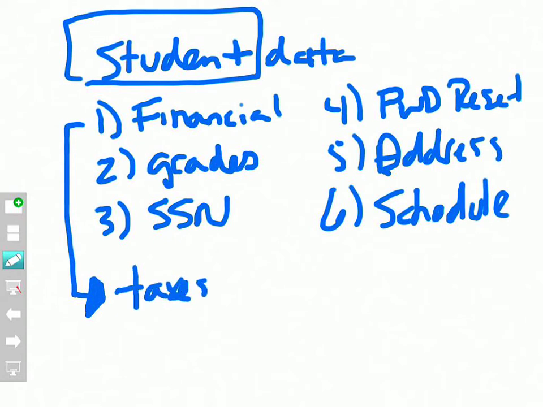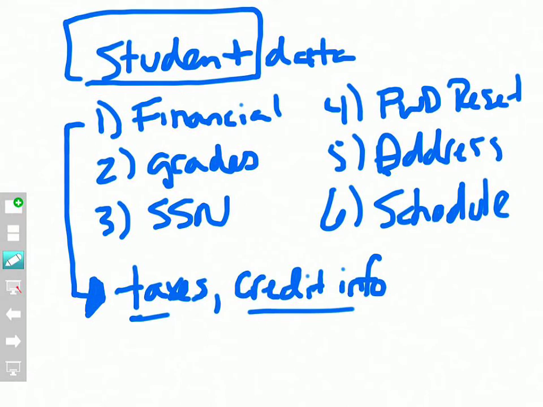Now, could this mess up possibly if somebody did something wrong? Could it mess up your future chances for loans, things of that nature, credit score, stuff like that? So we'll put in here their identity, your financial identity. I'll put credit, financial credit, credit info. All right, so taxes, credit info. Now let's go to the grades part.